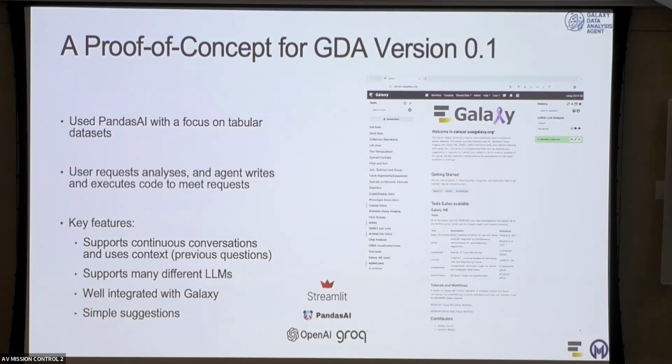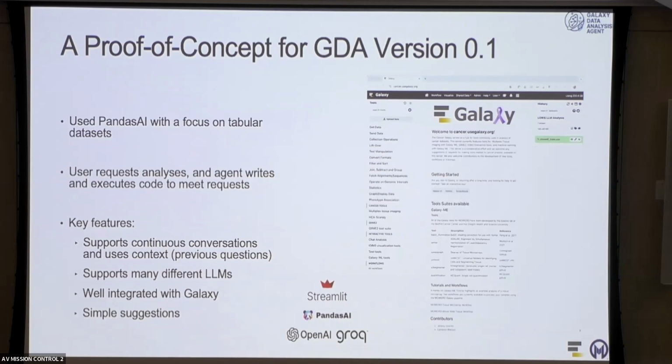So the first version that we made of this agent, we used something called the Pandas AI library. It was very particular to working with tabular data sets. It didn't do a lot of thinking. It executed basically one request at a time, but it allowed us a foothold to say we can create these conversations with our data.